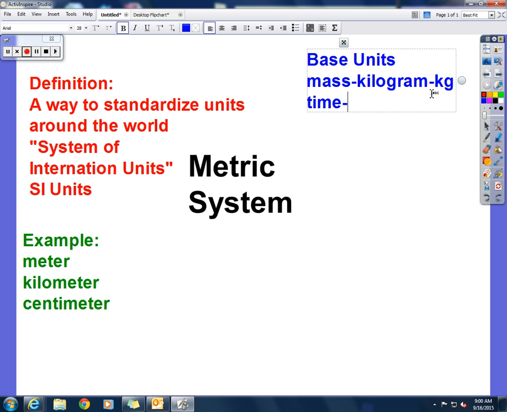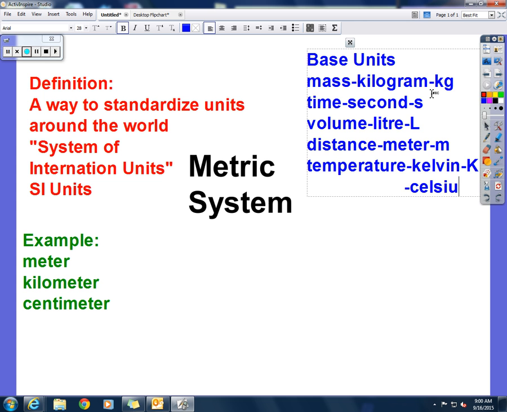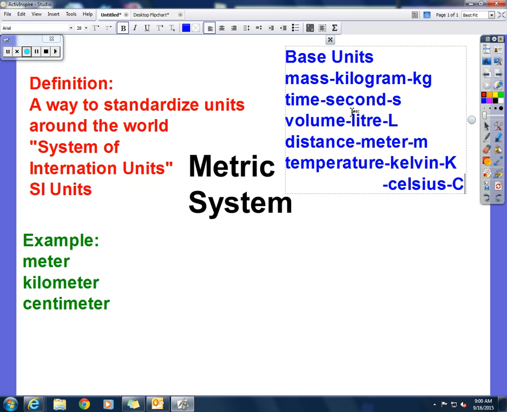For time, the base unit is the second, or s. For volume, the base unit is the liter, or L. For distance, like I said, it's the meter, or m. And then for temperature, it's Kelvin, which is K, capital K, or you can also do temperature in terms of Celsius, or C, which is capital C. Okay?